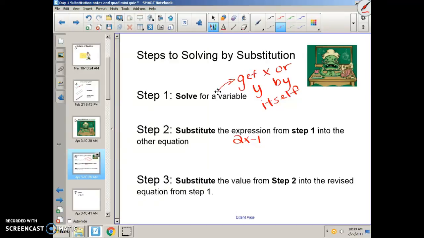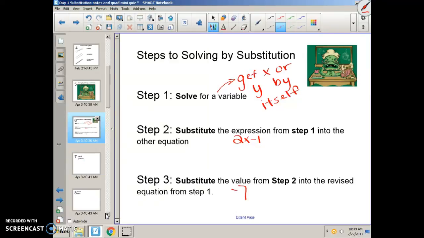And then step 3, substitute the value, that means an actual number. So we're going to get an actual number from step 2 and plug it in to get the other variable. So you're solving twice this time. A little bit more work than we're used to.